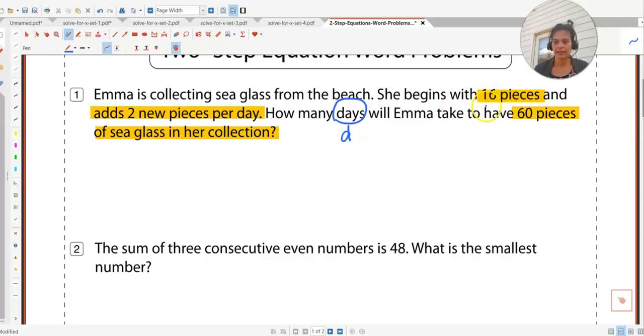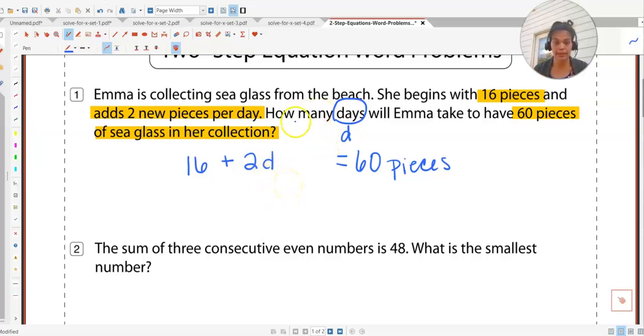So we know she begins with 16 pieces and adds 2 new pieces per day. So the total that we need to end up with is 60. So I'm going to have equals 60 pieces on the right side of the equation. And I have 16 to start, and then we're going to add 2 new pieces per day, so every new day we have 2 pieces. So I know that we're going to times 2 pieces for every day. We just don't know how many days it's going to take.